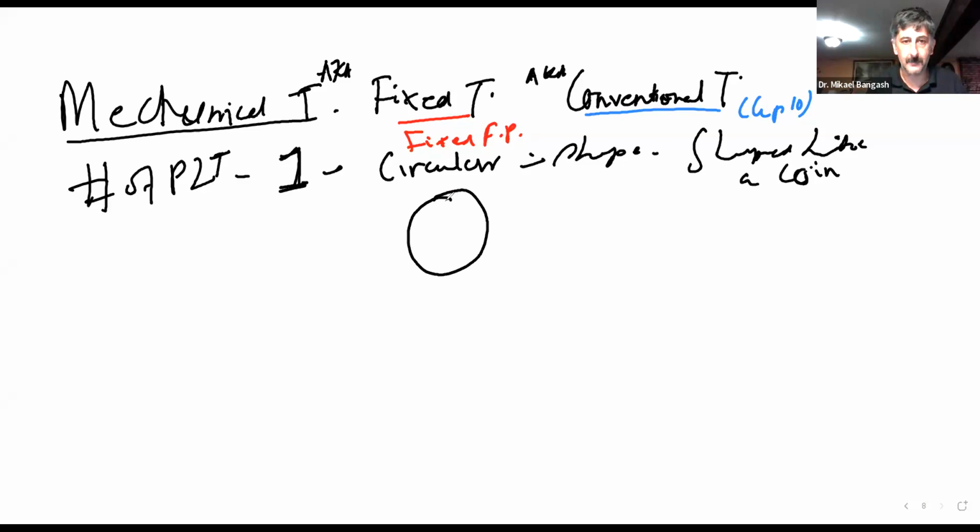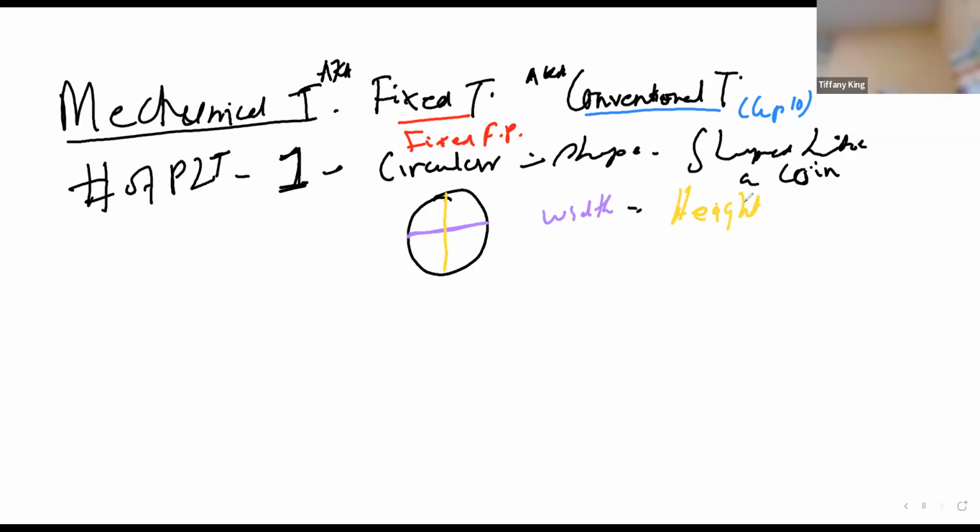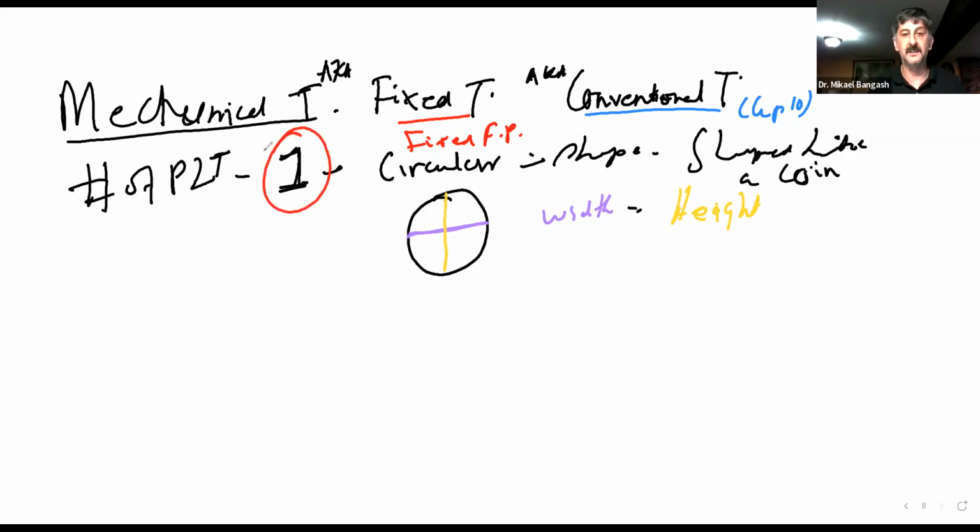What we can mainly say is that this dimension here, which will be the width, is going to be equal to this dimension here, which is the height. Right? Did that make sense? Yes. So as far as the number is concerned, there's no argument about that. Just one single piece of sheet, circular shaped, like a coin.